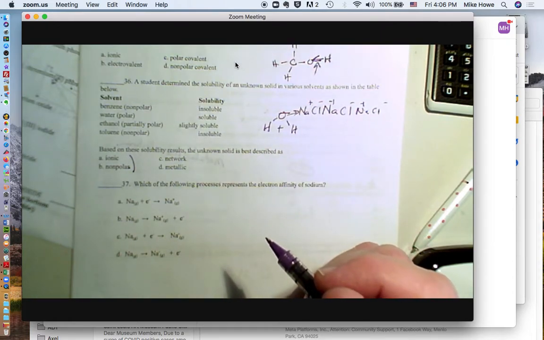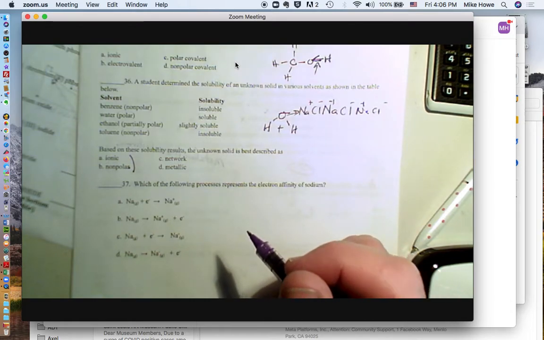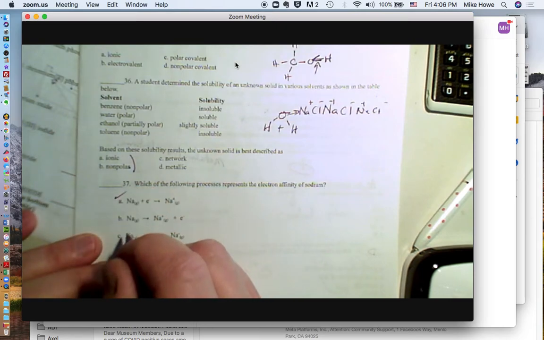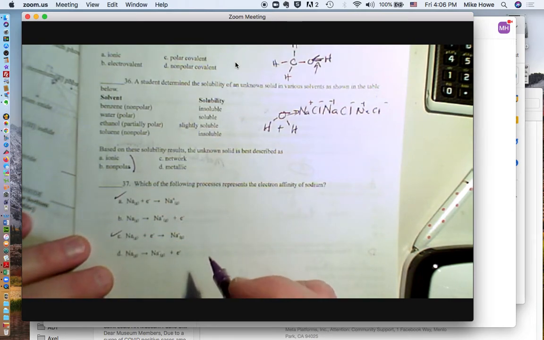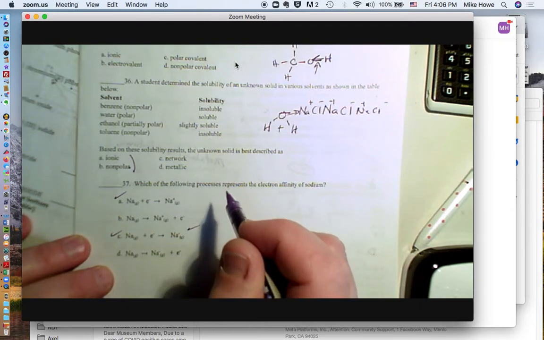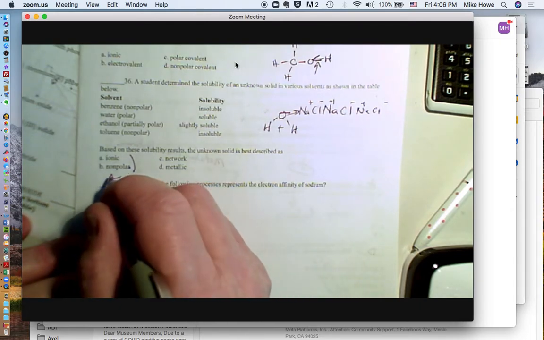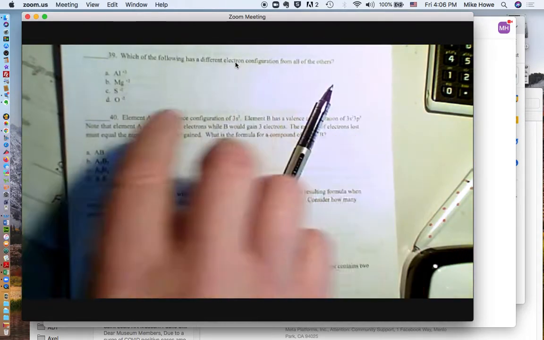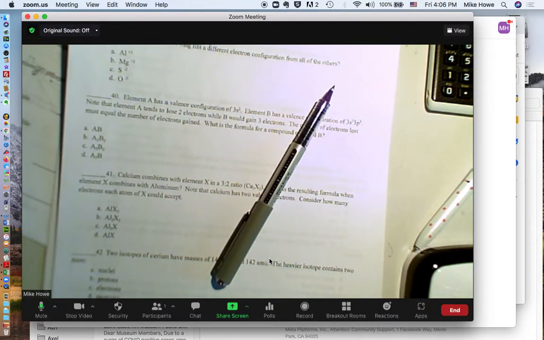All right, and then electron affinity is the energy change when you add an electron to an atom. So which one of these would be adding an electron to an atom of sodium? It would be either this one or this one. And if you add an electron, does the charge become positive or negative? Negative, so the answer is C. All right, I'll stop there and save that. We'll continue on in a moment on the next video.